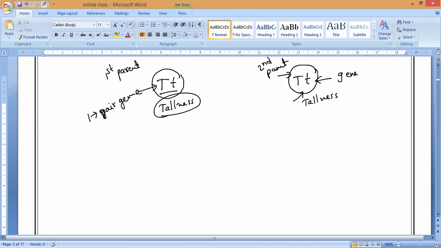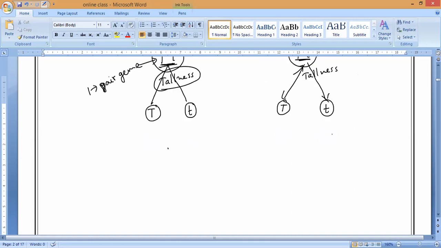So now, during sexual reproduction, this whole pair won't be transferred to the offspring. It cannot form, and it cannot transfer fully to the offspring. What is happening? This will separate into two gametes. What are the gametes, guys? This is capital T, and this is small t. And here, this is capital T, and this is small t. Now this both will be involved in sexual reproduction.